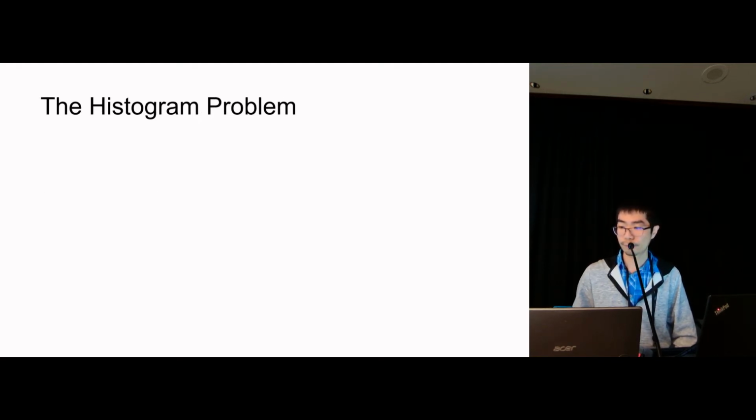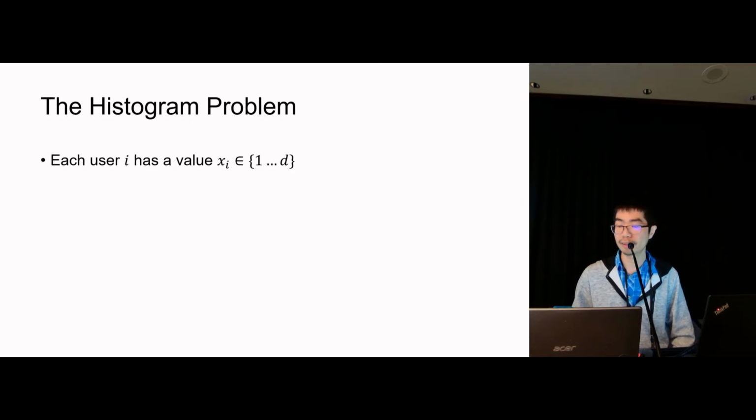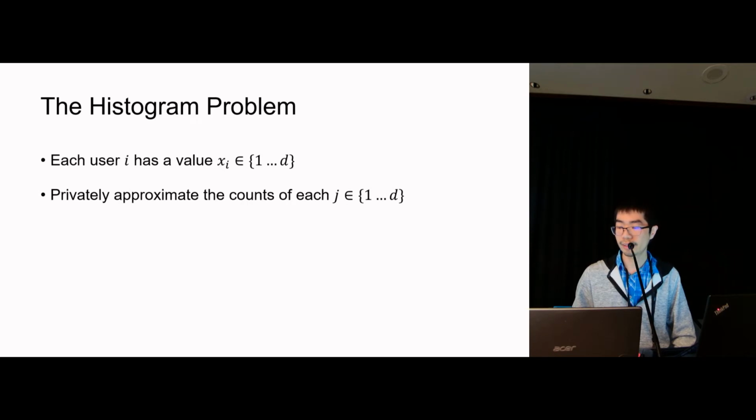Okay, so I've defined the shuffle model, but what's the problem I'm going to solve? It's called histograms. In this problem, each user has some discrete value. And the goal is to privately estimate the counts of each domain element, so every j in the set 1 through d. And we'll try to minimize L infinity norm, which is the maximum error of any bin.